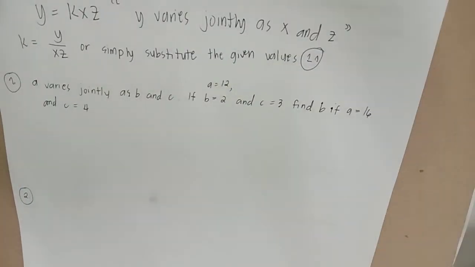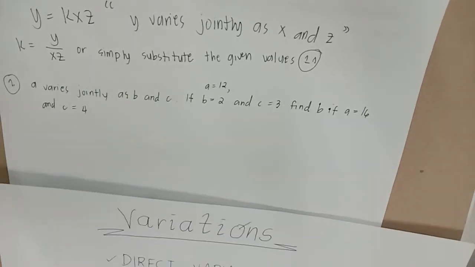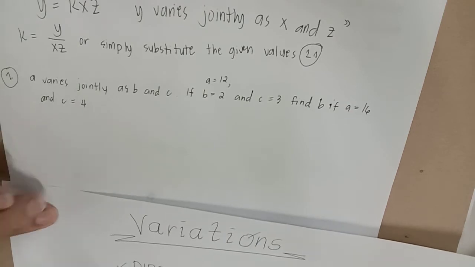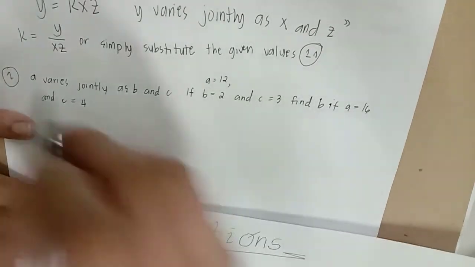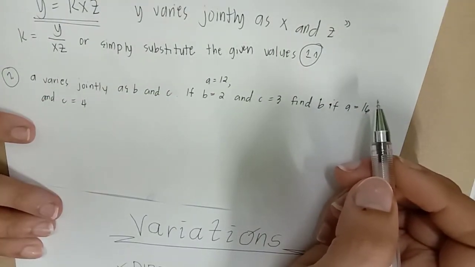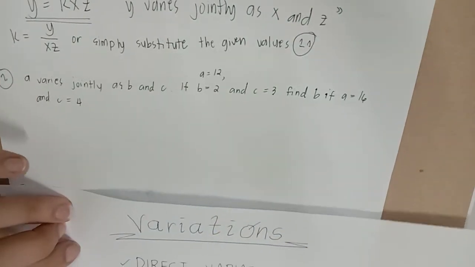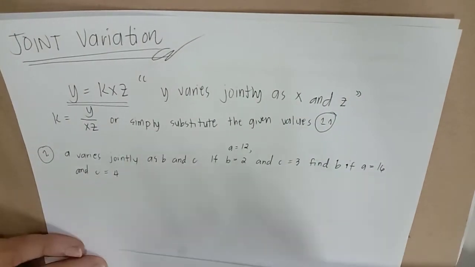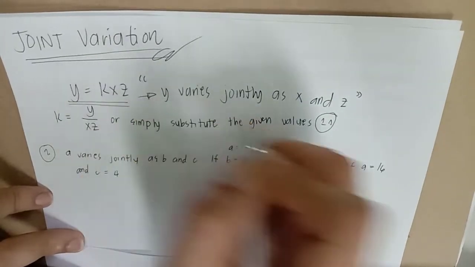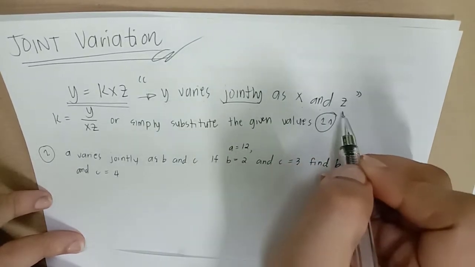Next! Joint variation. Wala pala ako na isa pa. Isa lang yung nagawa ko sa joint variation. So, joint variation naman po tayo. Sa joint variation, meron po siyang formula which is y is equals to kxz. Meron na po tayong another letter which is z. Na kung saan nire-read po siya as y varies jointly as x and z.